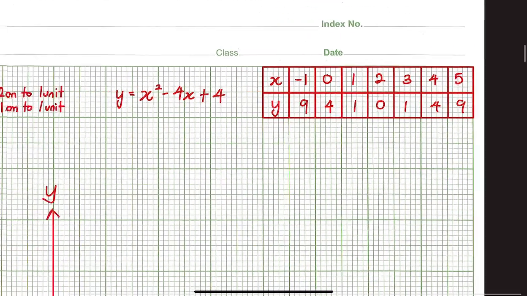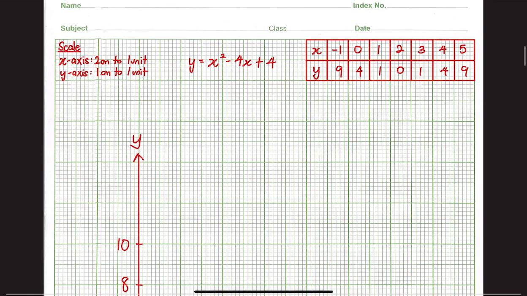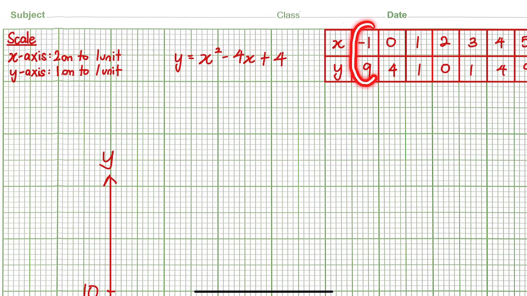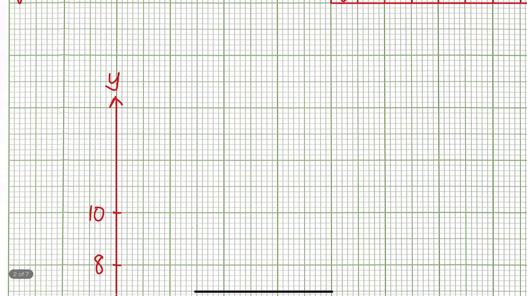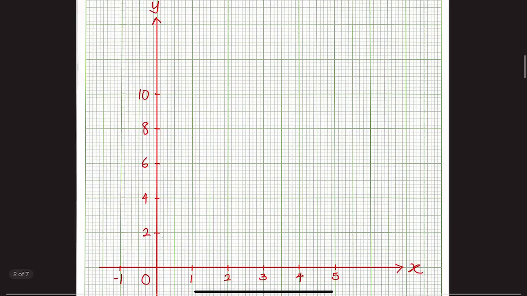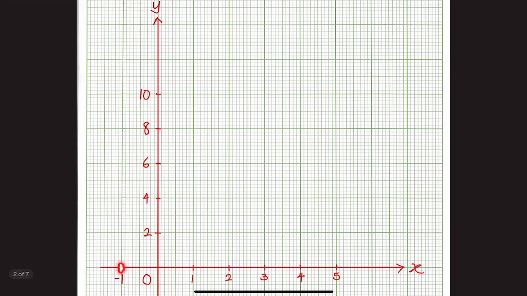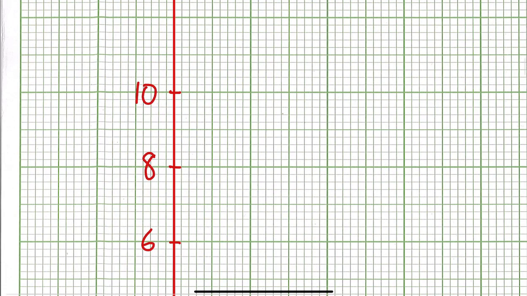Okay, so over here, this is my table of values. How do I plot my coordinate? -1, 9. This is one coordinate. I mark out this point on the graph. X is -1, y is 9. I check my graph over here. When x is -1, which is this value here, y is 9, which is this value over here. So therefore, this is my first point. I mark out with a cross.